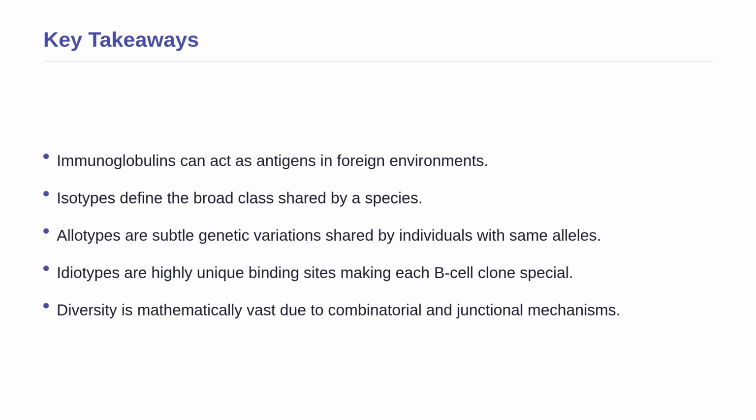We have covered a lot of ground today, so let us summarize the most important ideas. First, remember that immunoglobulins are complex proteins that can act as antigens themselves when placed in a foreign environment. Second, we explored the 3 levels of structure: isotypic determinants, shared by the whole species; allotypic determinants, representing individual genetic variations; and idiotypic determinants that form the unique antigen binding sites.